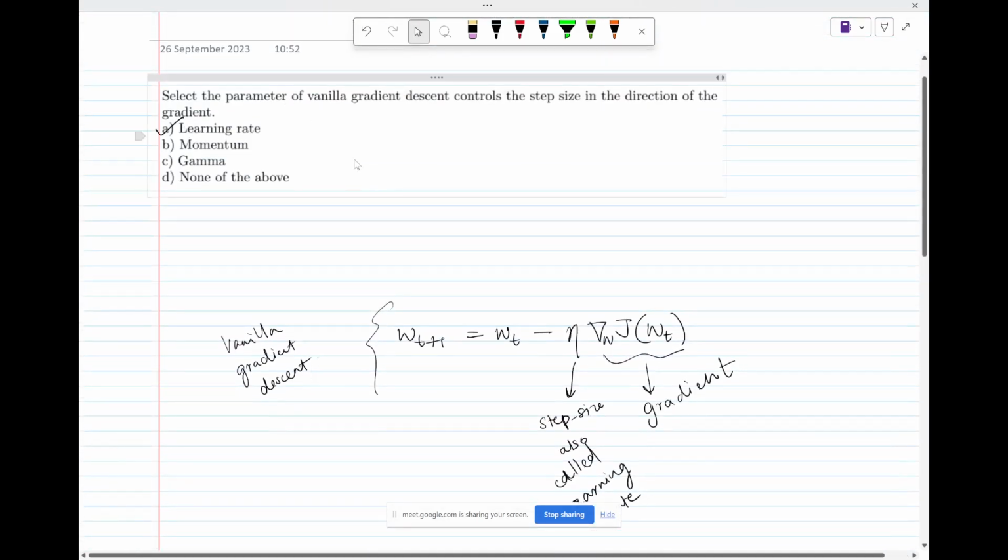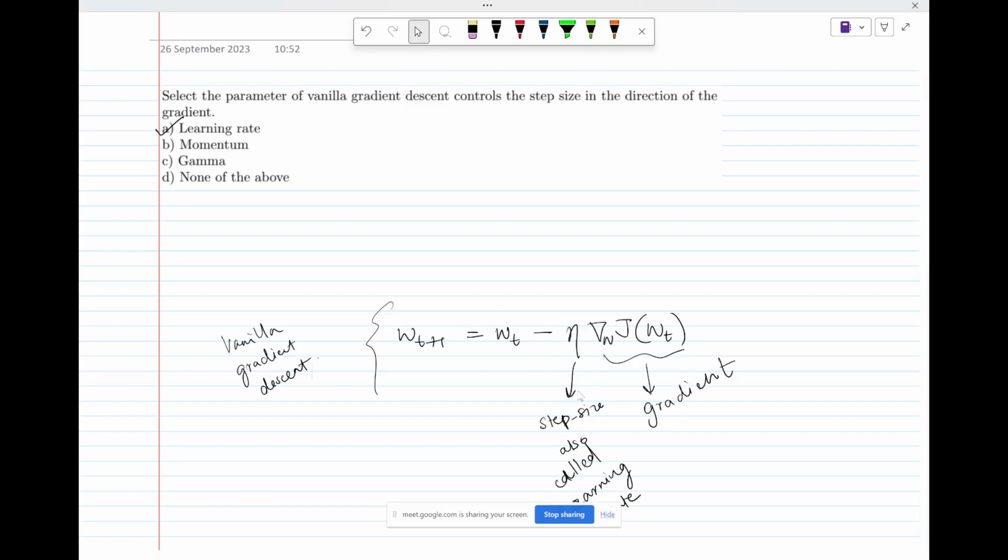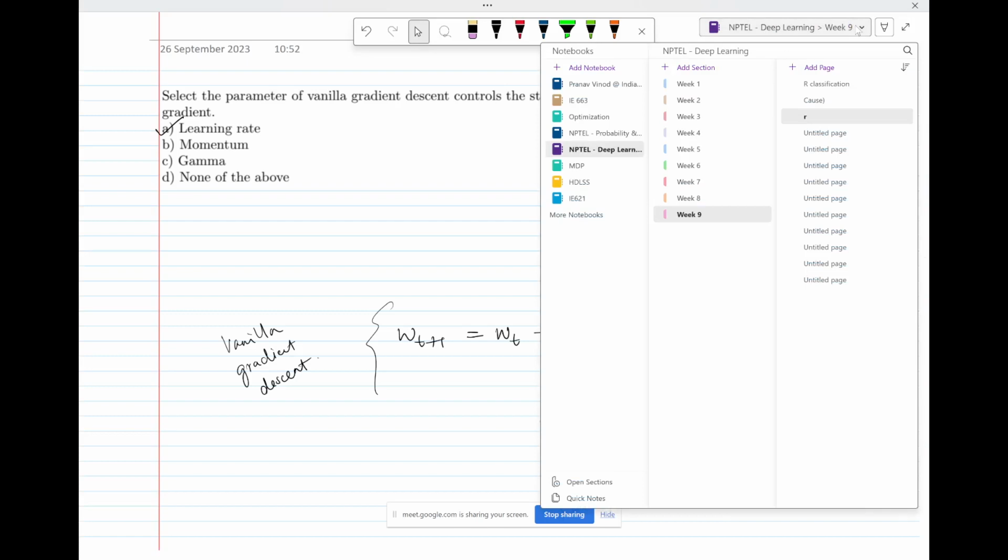So for this question, what we wanted to know was what is the vanilla gradient descent update step and which term is the learning rate or step size in it. So that's a simple question. Any doubts? Okay.